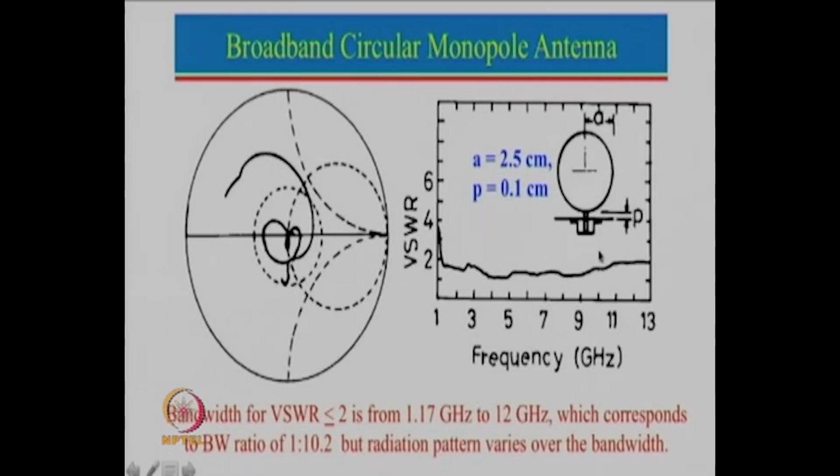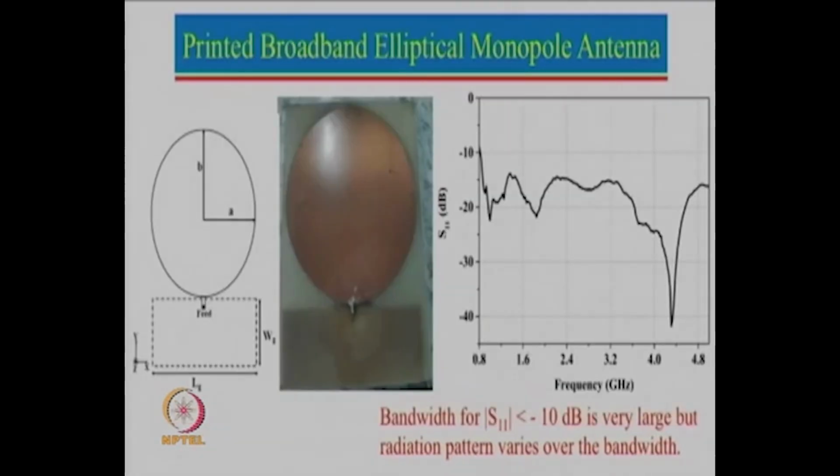Now of course this is a 3-dimensional configuration where this circular dish is placed perpendicular to the ground plane. We had taken a circular ground plane. After that, a lot of research was reported where they came out with a printed monopole antenna. So here is an example. This is a monopole antenna which is printed on a dielectric substrate. What you see over here is printed on the top side, and this is the ground plane which is on the other side of the substrate. A coaxial connector is connected here, which is feeding this particular antenna.